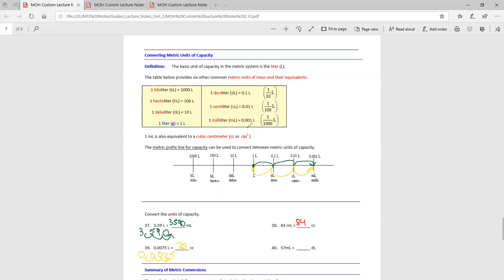For number 40, we're starting with 57 milliliters, and we want to end up with deciliters. So milliliters is over here at the far right. I'm going to use blue this time. We have to go left to get to deciliters. 1, 2, and that's it. There's our deciliters. So doing the same thing to its decimal, which is immediately after the 7 initially, left 1, 2 times, put it in front of the 5. So we get 0.57 deciliters. And that would be our answer.